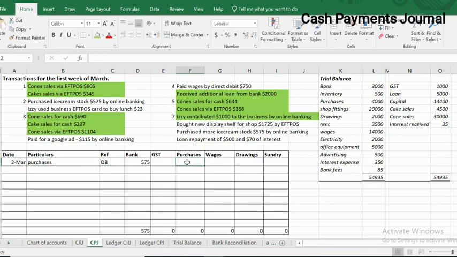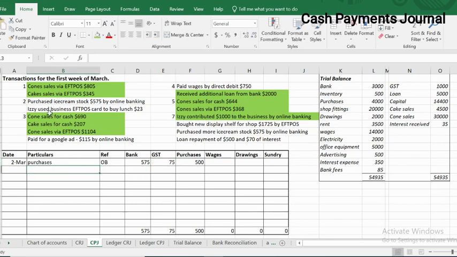So we're going to take out the GST, and just a reminder that because we're in New Zealand, GST is 15%. So we divide the 575 by 1.15 to get the GST exclusive amount. That equates to $500. And then the difference between the 575 and the 500 is going to be the amount of GST. So in this case, $75.